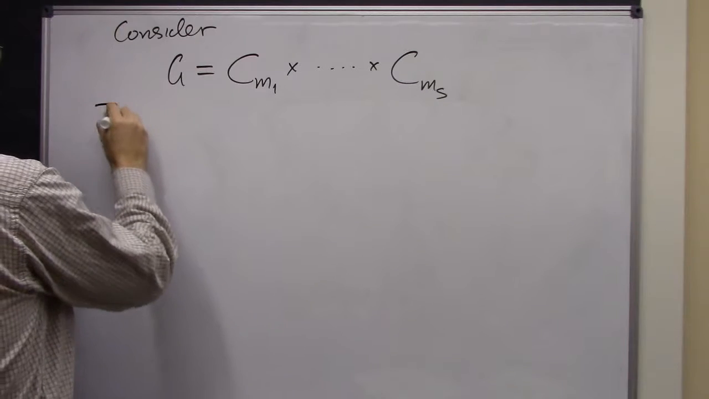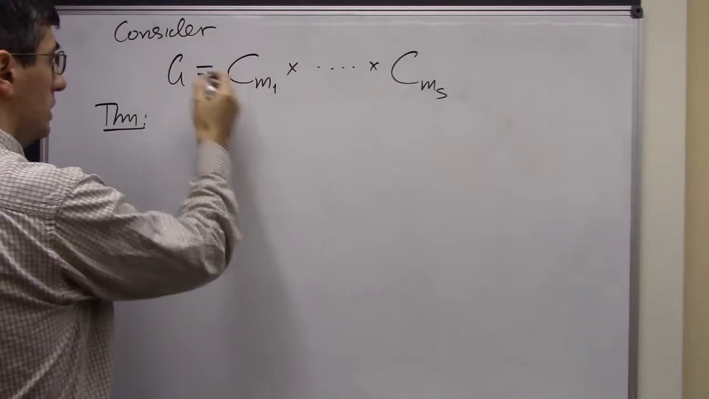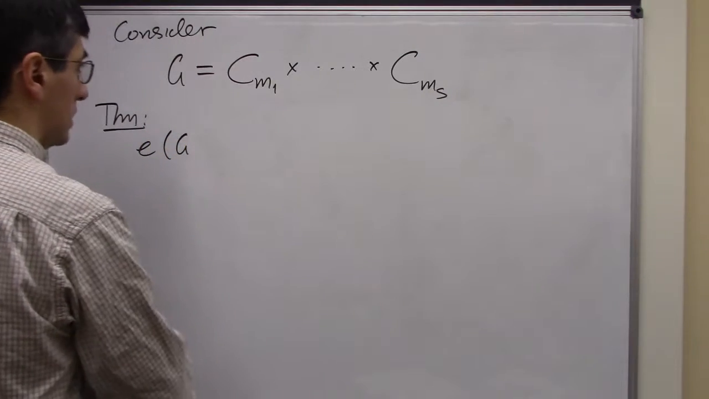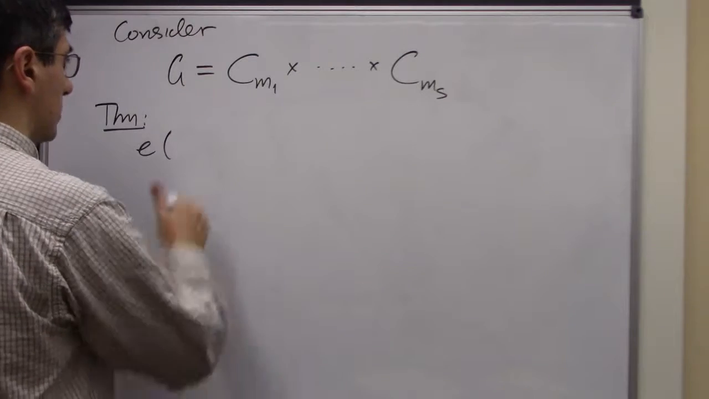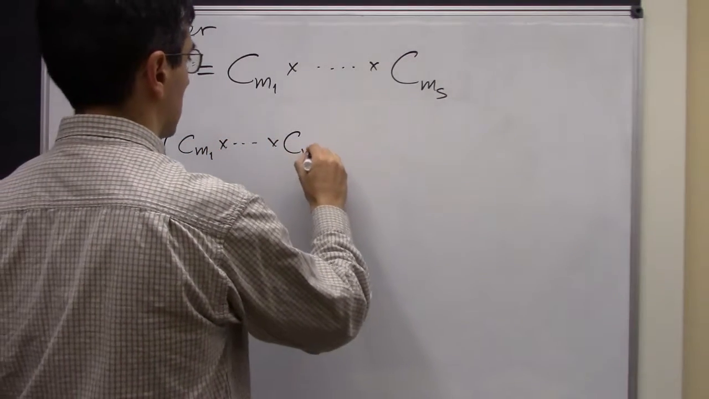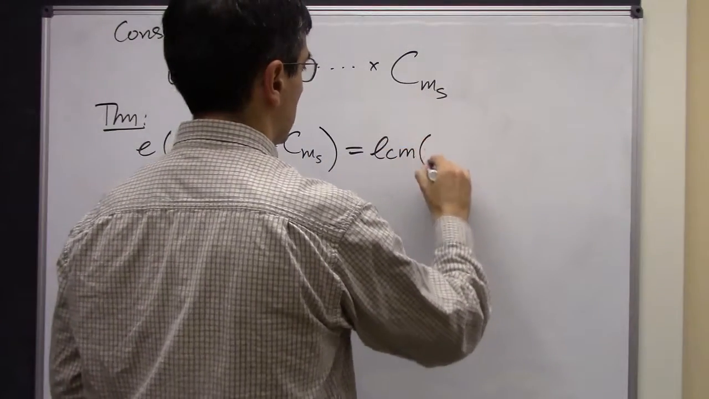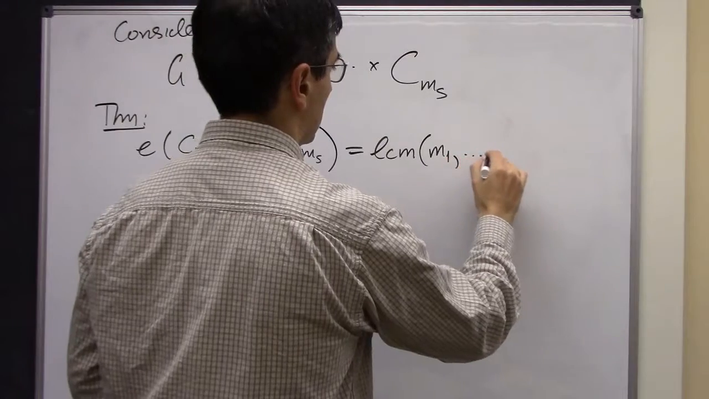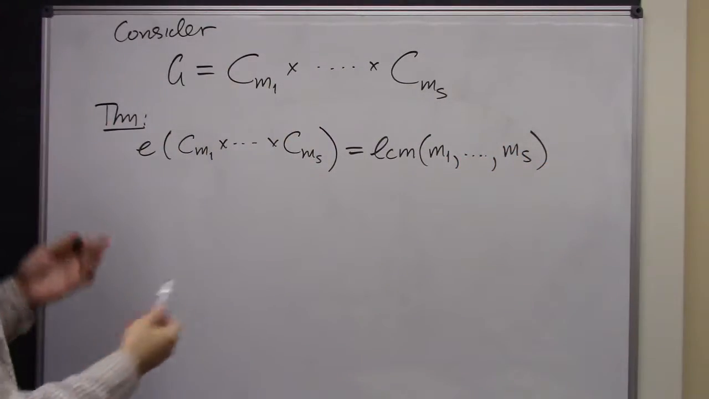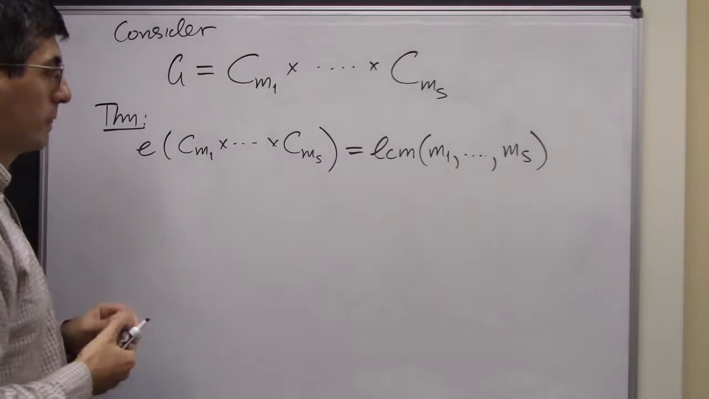The theorem is that the exponent of this G, the exponent of the direct product, is equal to the least common multiple of M1 to MS. And the proof is essentially what I said. I'll leave the proof to you.